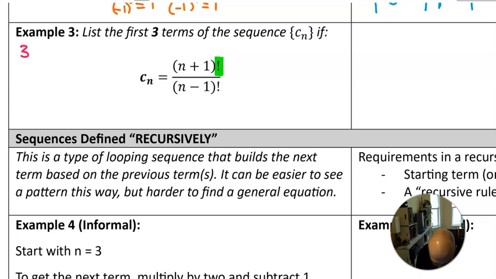Let's go bigger. 3 factorial is the product 3 times 2 times 1. That's it. It means multiply all the numbers down.